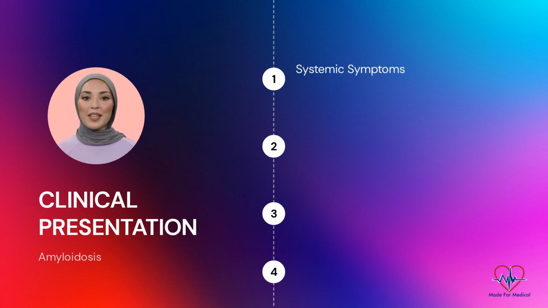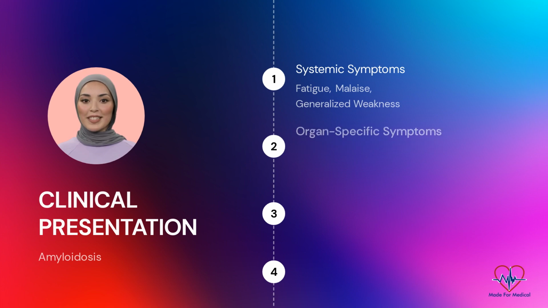Systemic symptoms. Many individuals with amyloidosis may experience systemic symptoms, such as fatigue, malaise, and generalized weakness. They may also experience burning, itching, and increased eye fatigue. Organ-specific symptoms. The clinical presentation of amyloidosis depends on the organs affected by amyloid deposition. Here are some specific manifestations based on organ involvement.